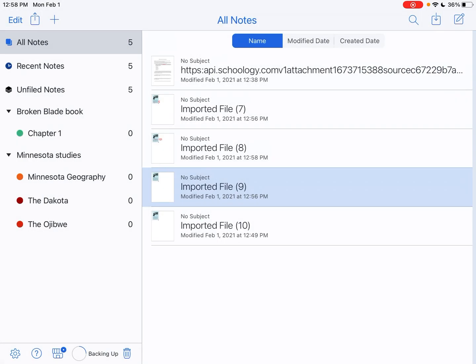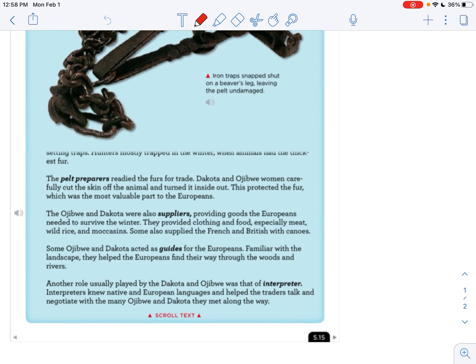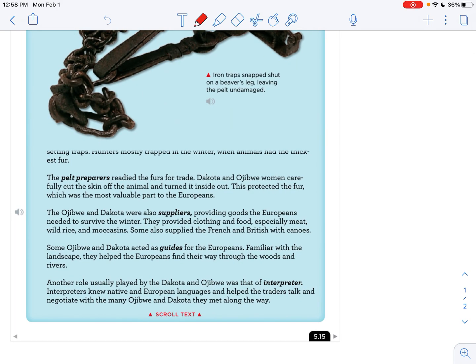Suppliers, providing goods the Europeans needed to survive the winter. They provided clothing and food, especially meat, wild rice, and moccasins. Some also supplied the French and British with canoes. So suppliers, they were Native Americans. Pelt preparers, they were Native American women.